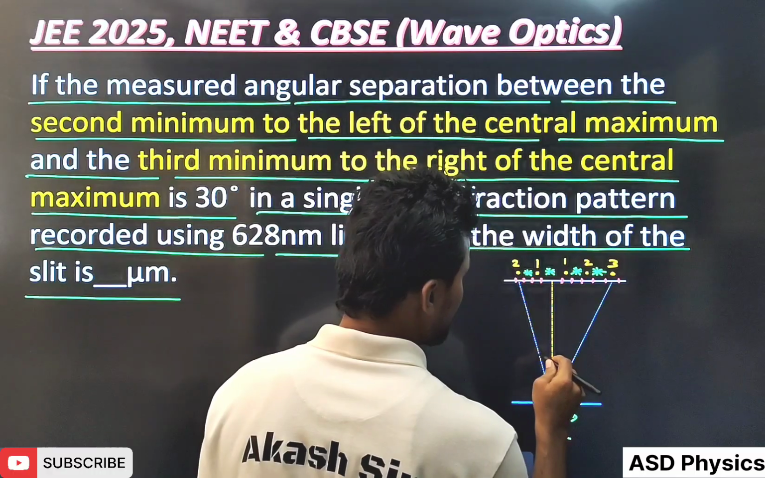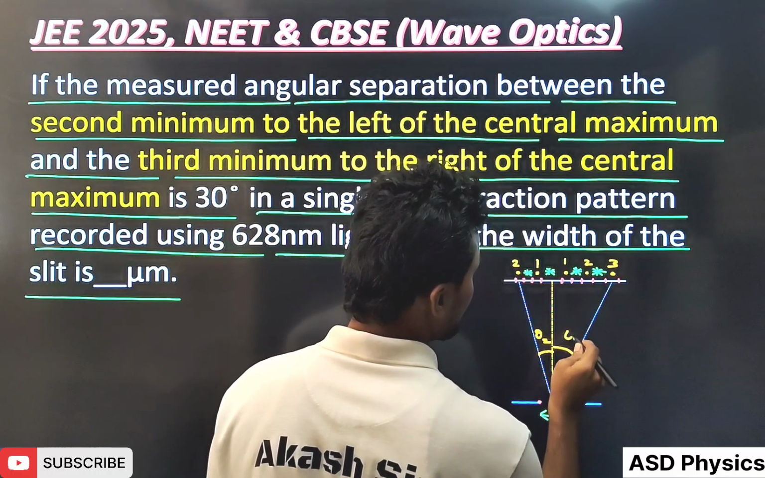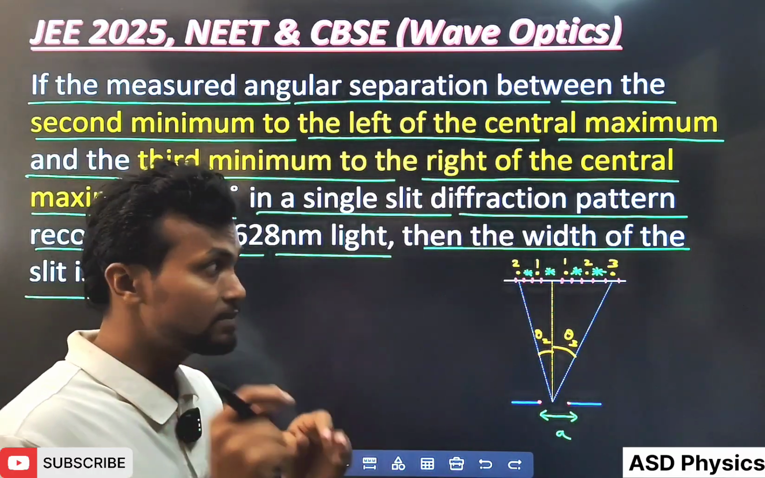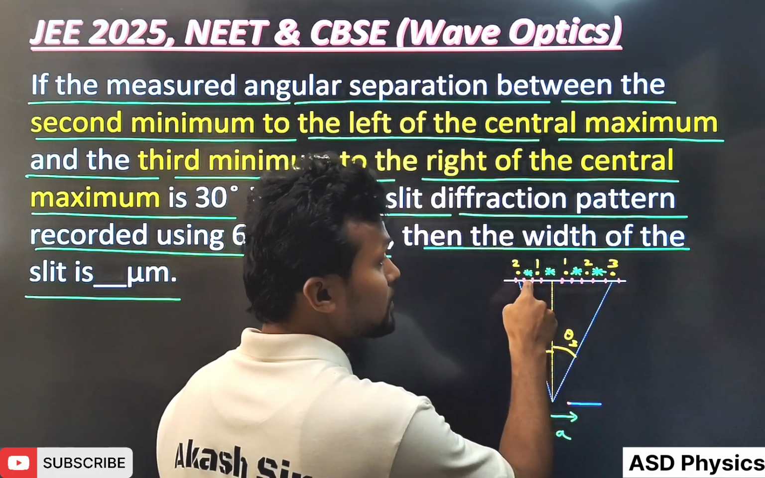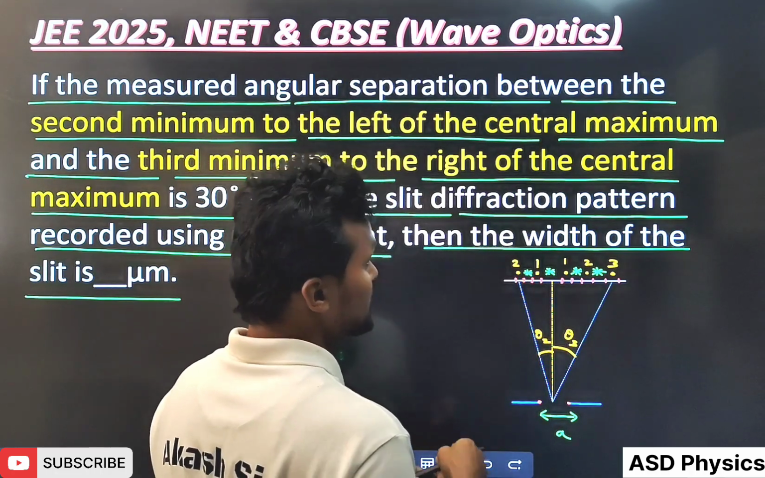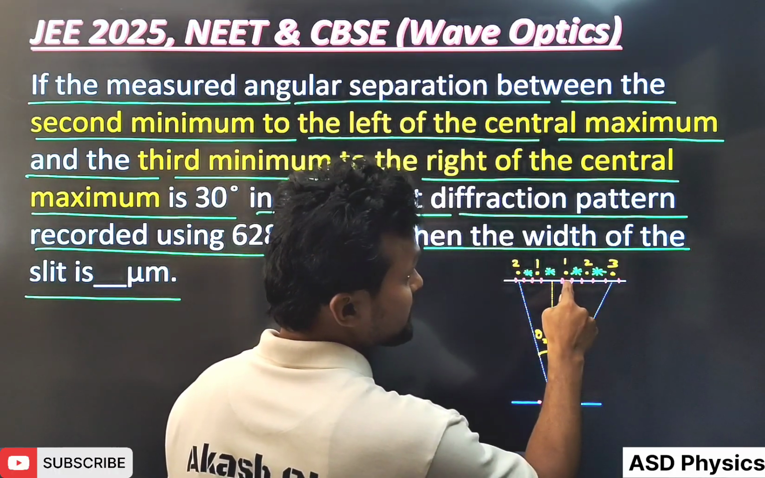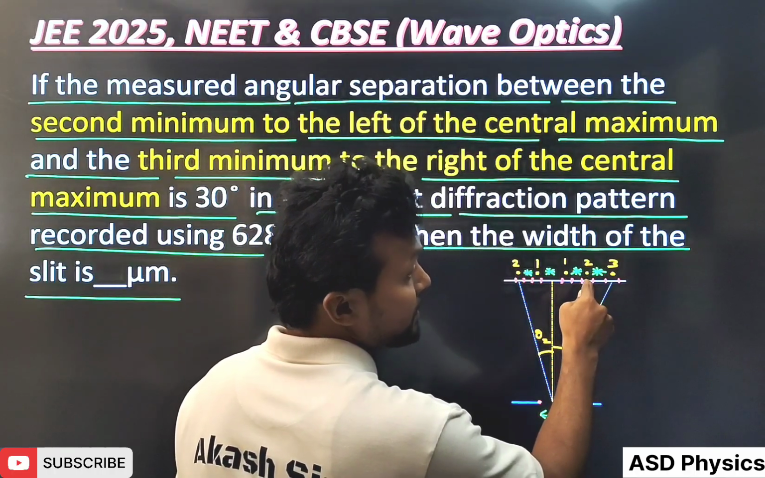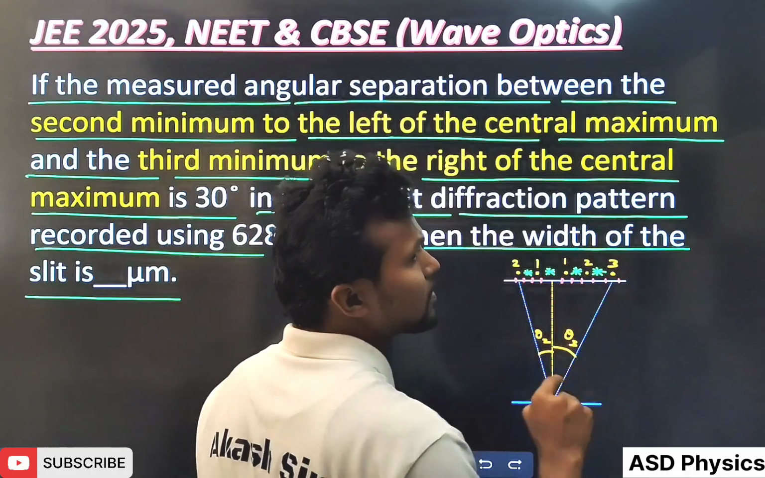They are telling us that the angle for the second minima is theta 2, and on this side the angle for the third minima is theta 3. I hope the basics are very clear. Again, this is the central maxima, first secondary minima, first secondary maxima, and second secondary minima. On this side, central maxima, first secondary minima, first secondary maxima, second secondary minima, second secondary maxima, and this one is the third secondary minima.